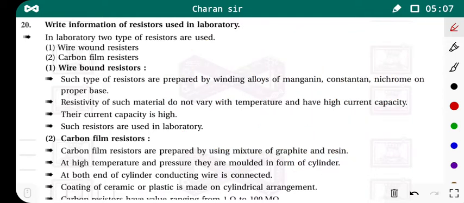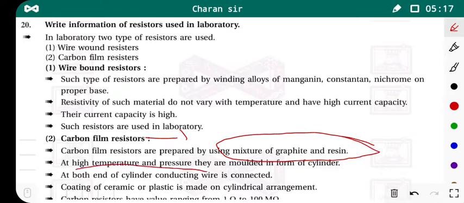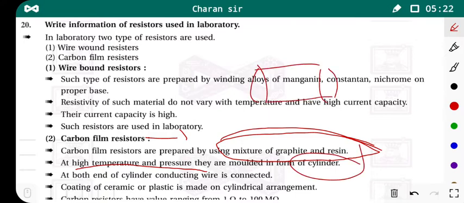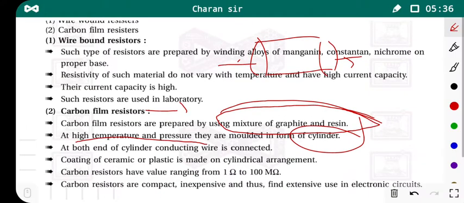How can the carbon film resistors be made? First of all, you make a mixture of graphite and resin, and at high temperature and high pressure you mold this mixture in the form of a cylinder. Then you connect the connecting wires at the two ends. Then this structure is covered by ceramic and plastic.